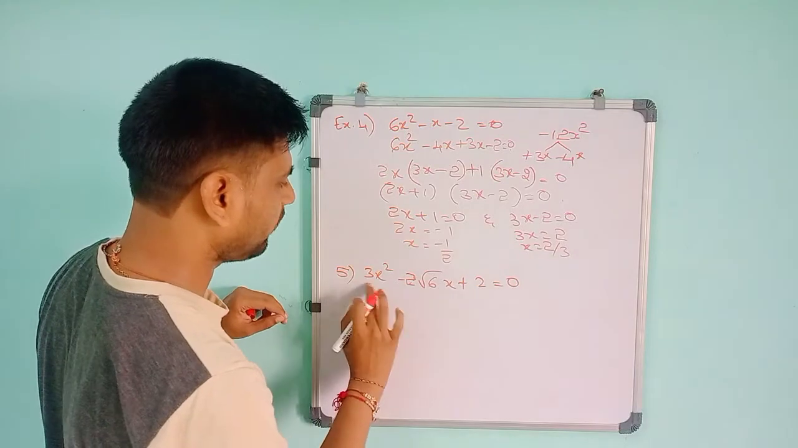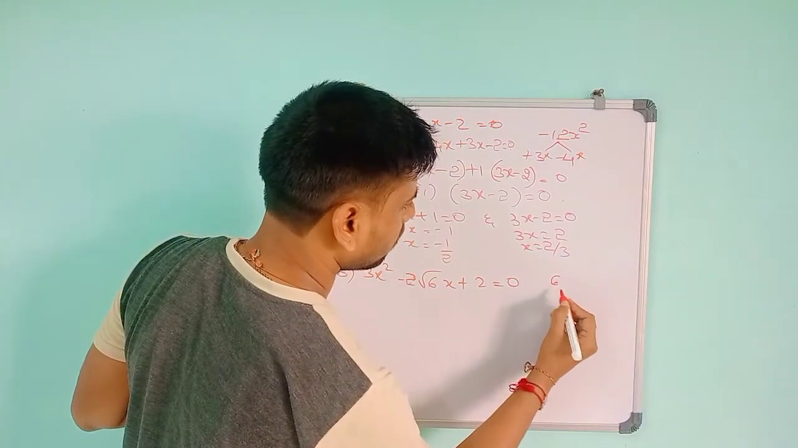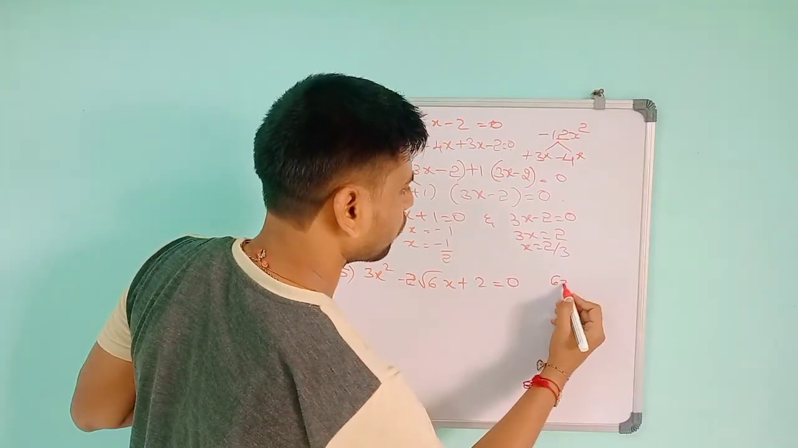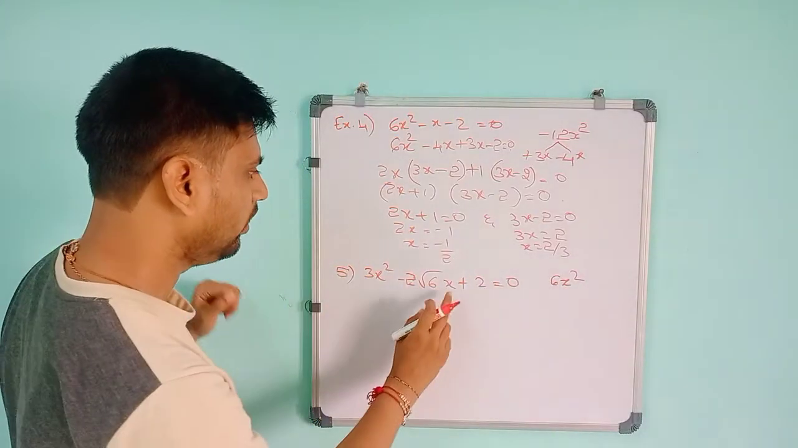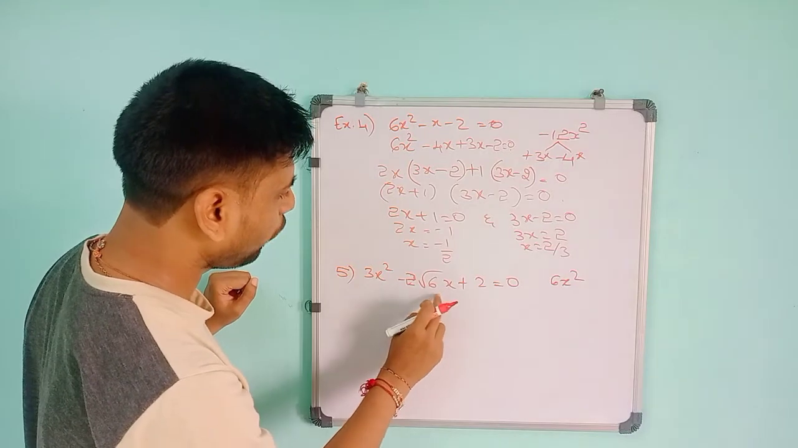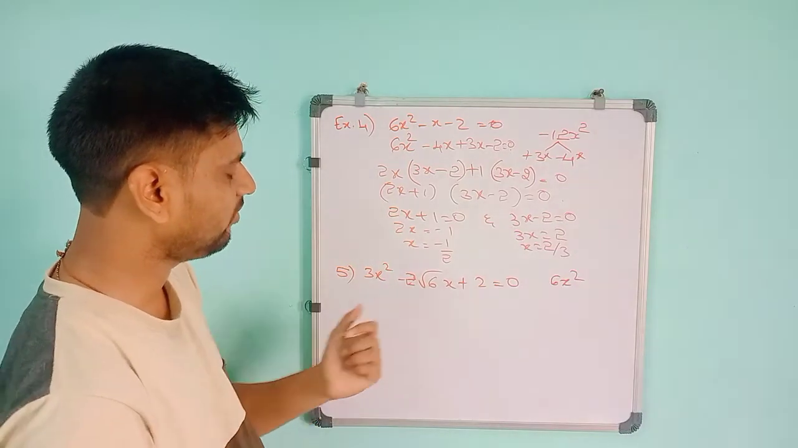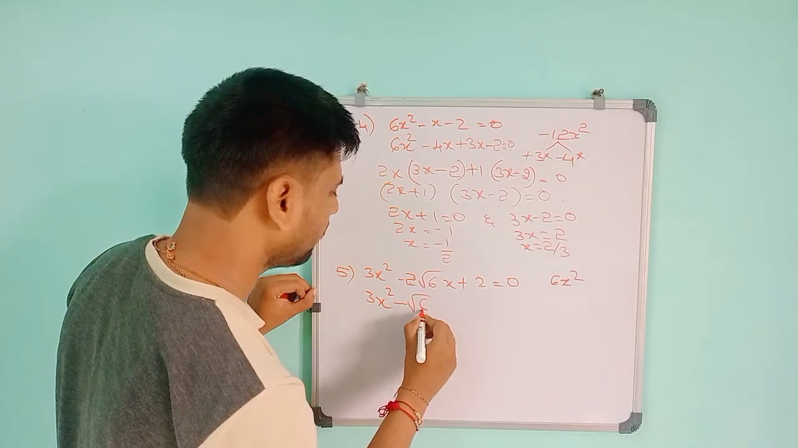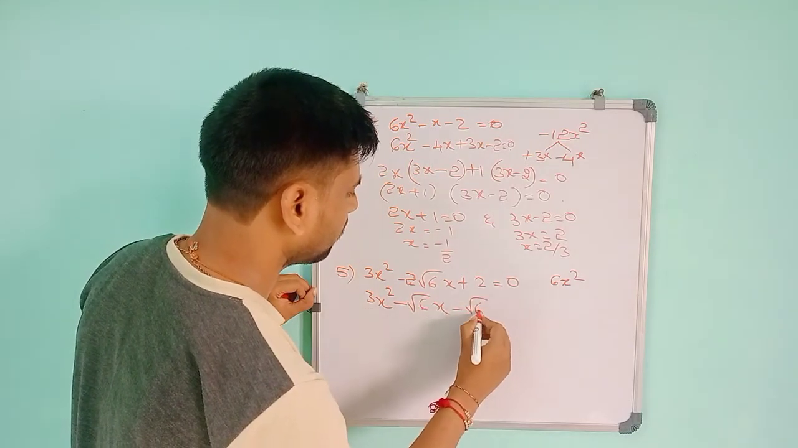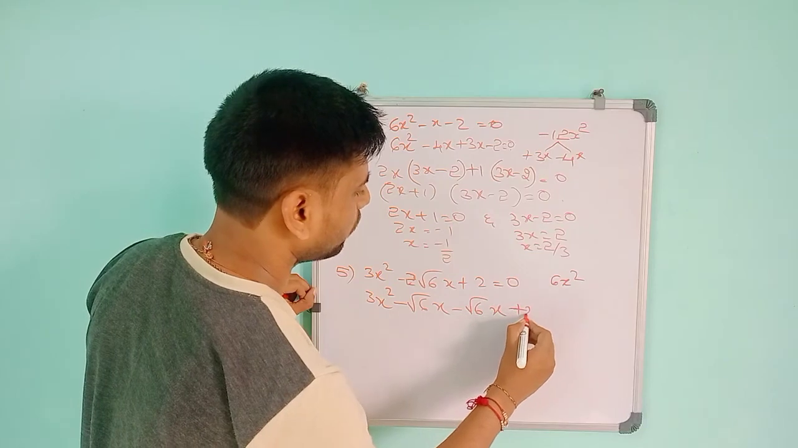First, same method. 3 into 2 is 6, and x square is 6x square. So the product should become 6x square. Here x is already present. So you can split this 2 root 6 as 3x square minus root 6 x minus root 6 x plus 2 is equal to 0.